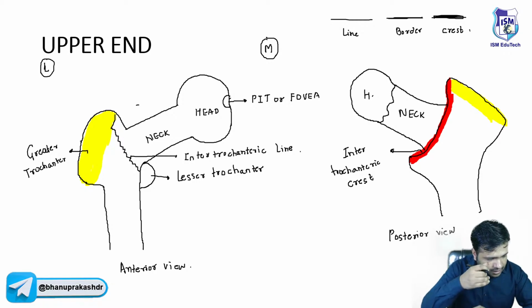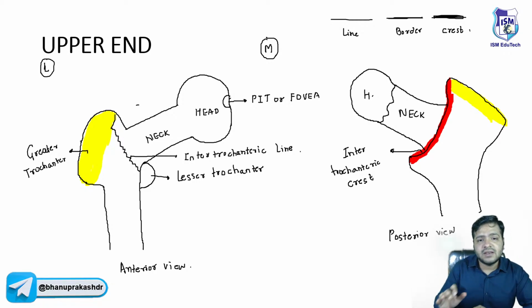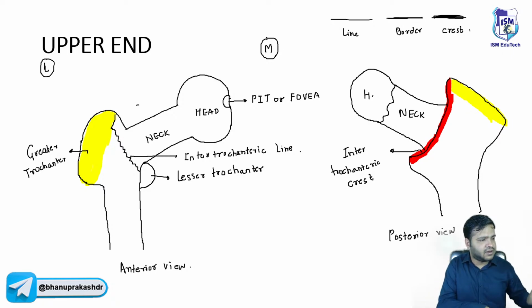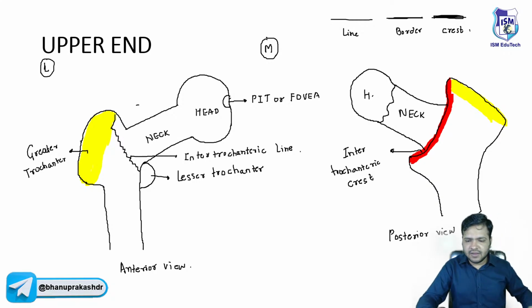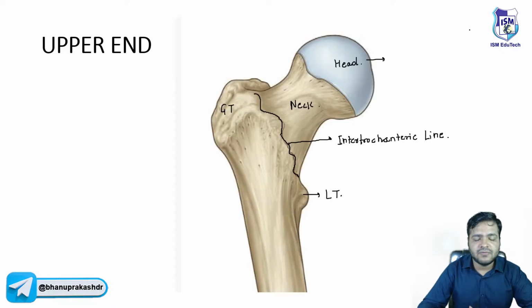So in this part, in the upper end, we have discussed कि head होता है, neck होता है, greater trochanter, lesser trochanter, intertrochanteric line and intertrochanteric crest. इतना clear है सब लोगों को? Is this clear to each and everyone? If you want me, I will mark this for you people.